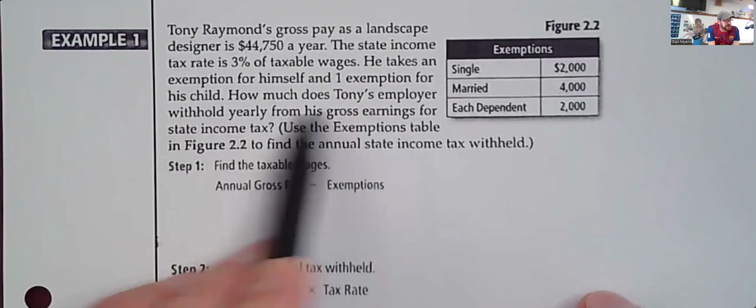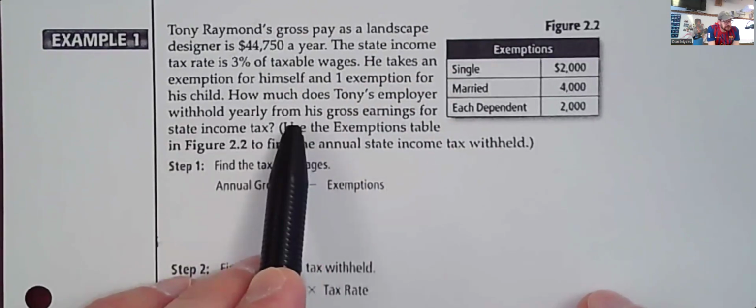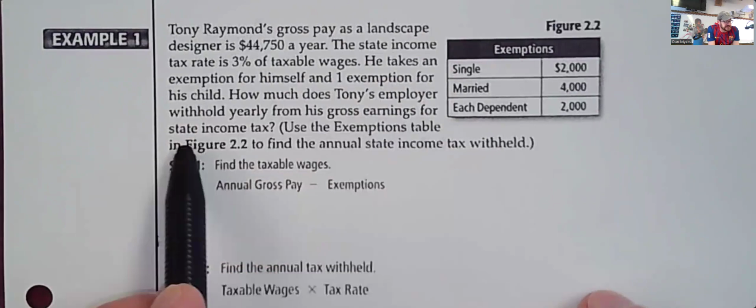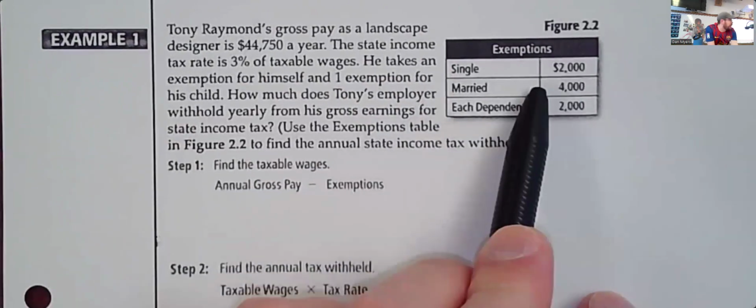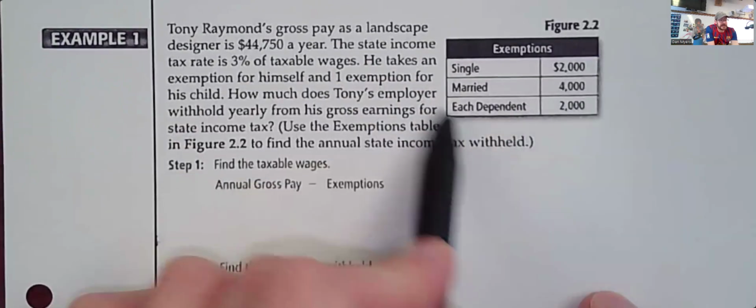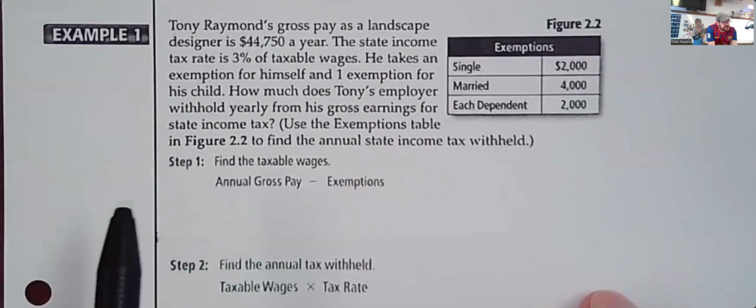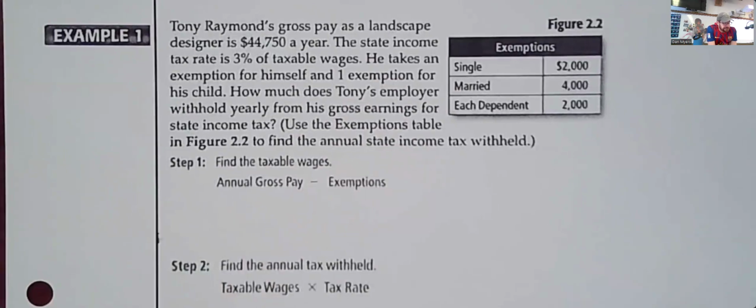How much does Tony's employer withhold yearly from his gross earnings for state tax? Use the exemptions table here. You will also need to use this table on your assignment today, figure 2.2, to find the annual income tax withheld. So the exemptions are a little bit different in terms of where they appear and how we deduct them today, but it's the same idea as yesterday.